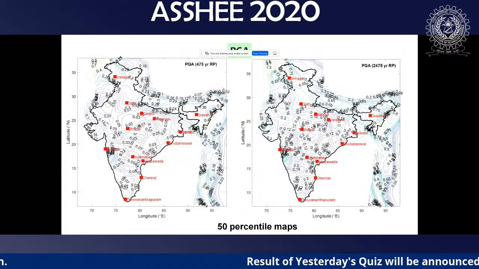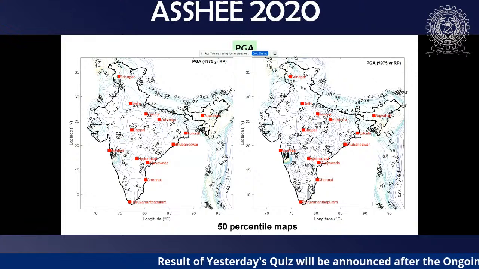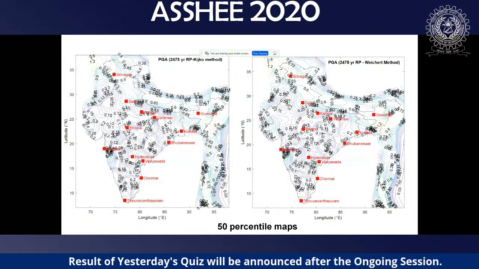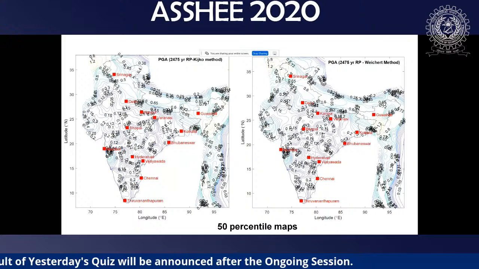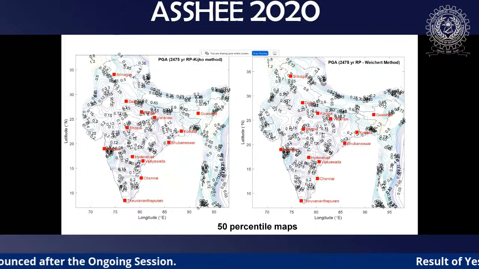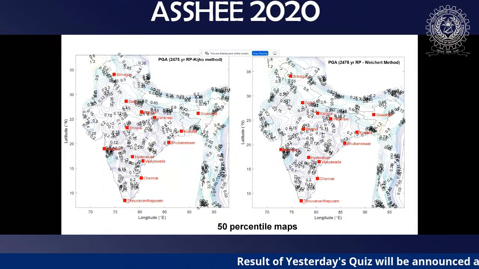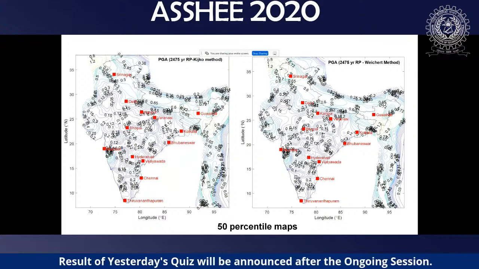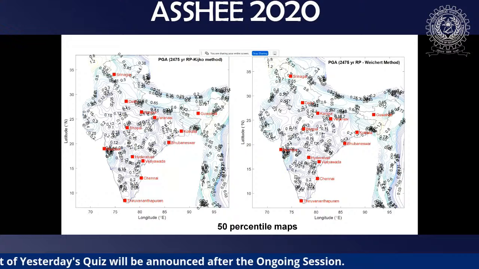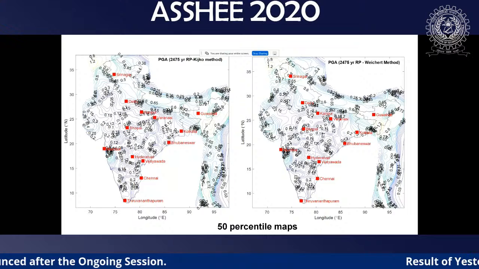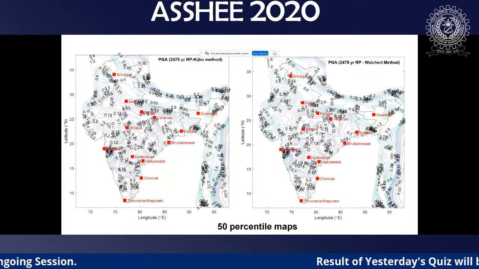Then similarly, I'm showing for a variety of return periods, we got these numbers. And then this is an important thing. If I use Kitchko's method, what numbers we get. If I use Wichet method, what numbers we get. So here also there are some small differences, but not that drastic, or we don't see that many surprises in terms of the PGAs at a variety of return periods from these two methods. Some small change. There are some places where we get higher values if I use one method. If I use another method, we get slightly lower values.